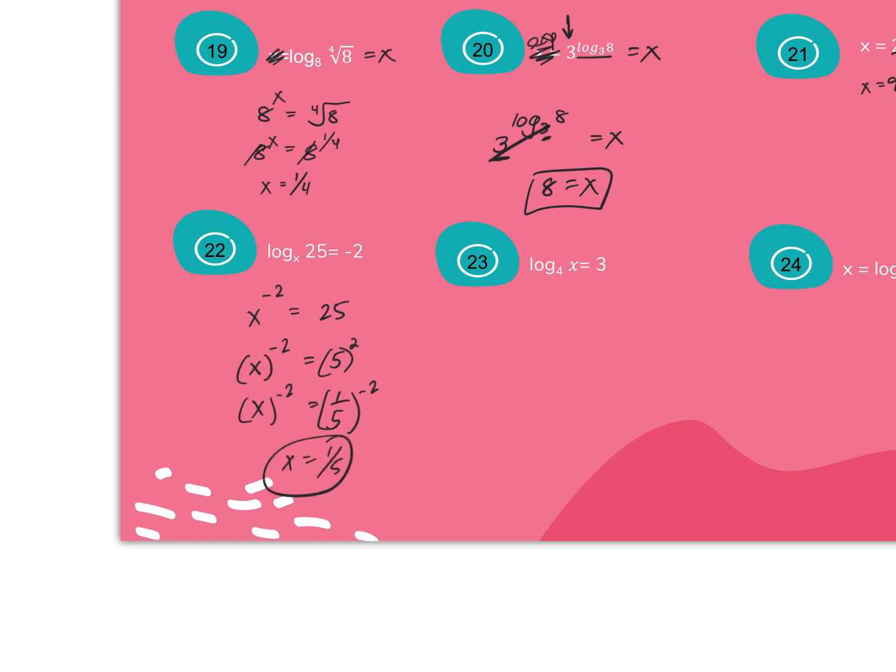This one's a little bit tough. Again here, I know 4 to the 3rd power equals x. And so 4 to the 3rd is 64. So 64 equals x.